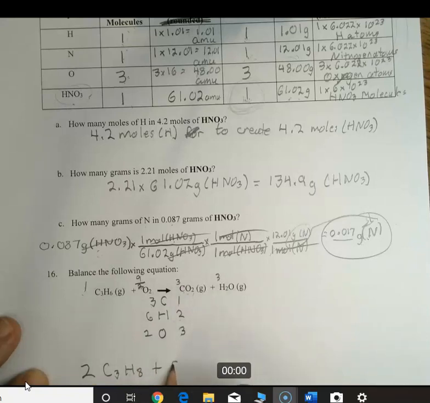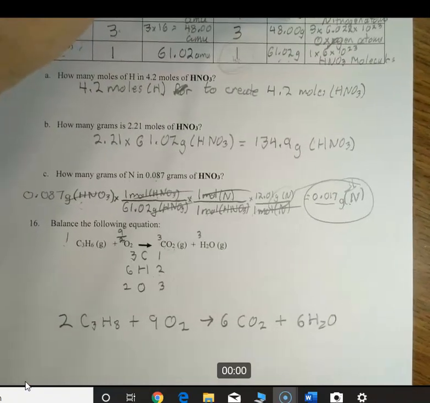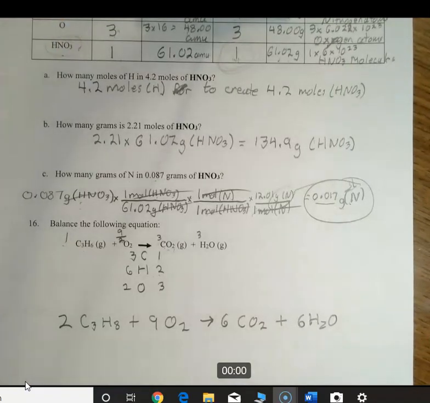2C3H8 plus 9O2 gives you 6CO2 plus 6H2O. Okay, and there you go. That's your final answer for that.